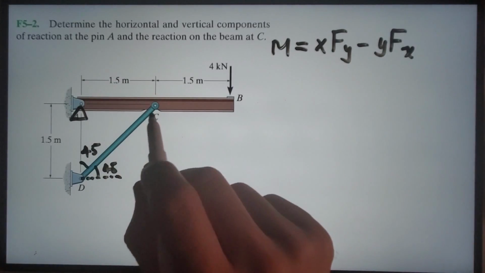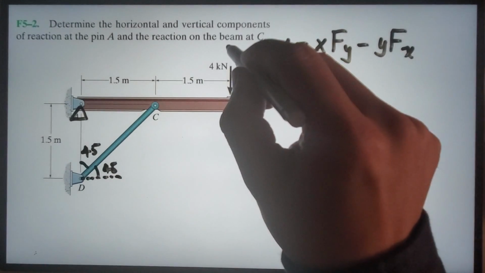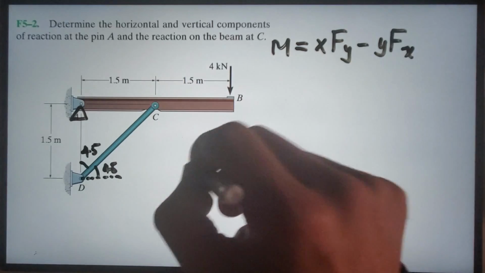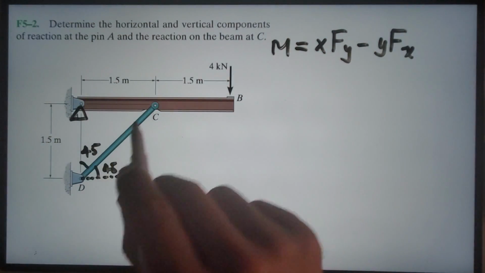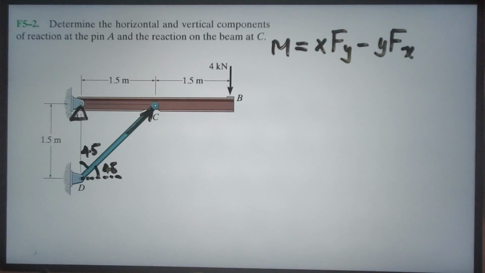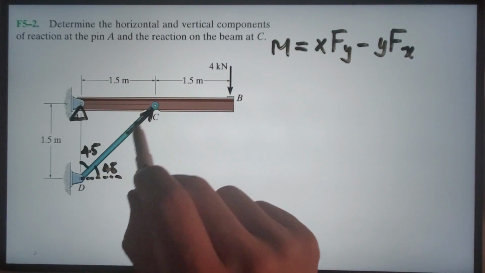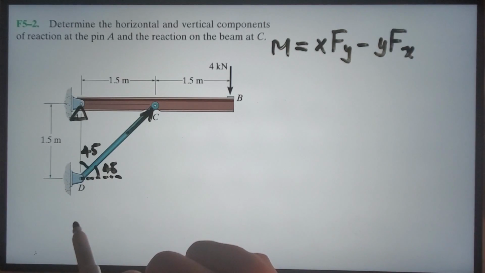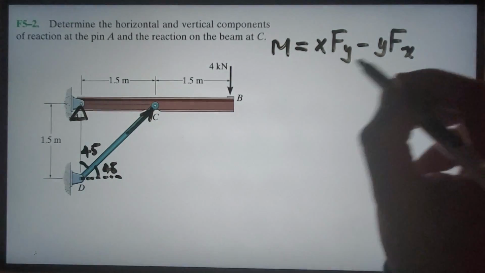So what are the torques? What are the moments done on it? The 4 kilonewton force acting on point B is going to make the beam go clockwise. So over here, the force must be going in this direction to make it go counterclockwise. This is a joint, so the force must be going in the same direction along the member over here. Let's look at it. So the moment is equal to that one.